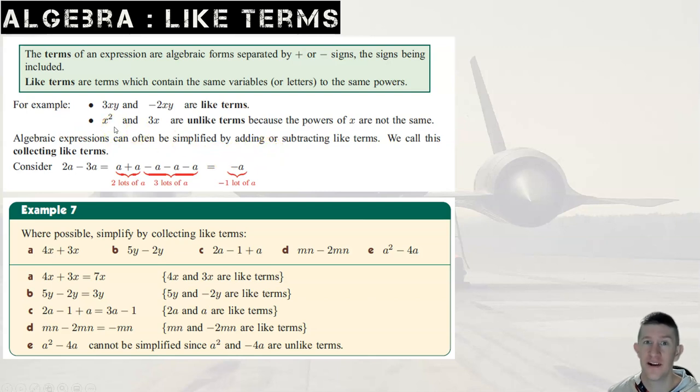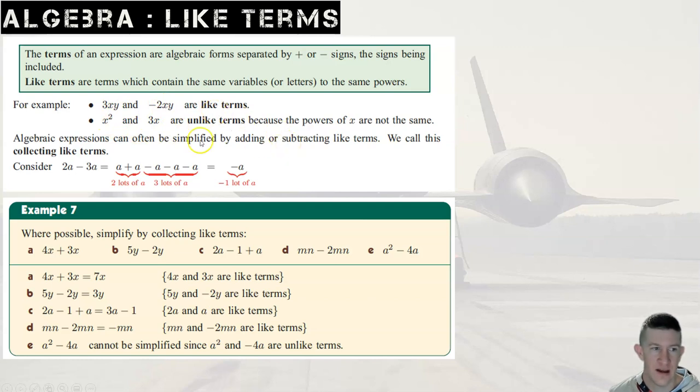However, if I look at something like x squared and 3x, they are not the same because the powers are not the same. So x squared is x times x. I can't add that to 3 lots of x. They're not the same thing. So they're not like terms. That's the biggest trap there, is only when they are the same power and the same terms can we combine them.